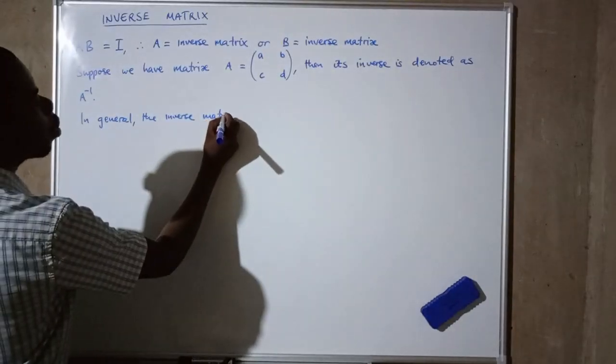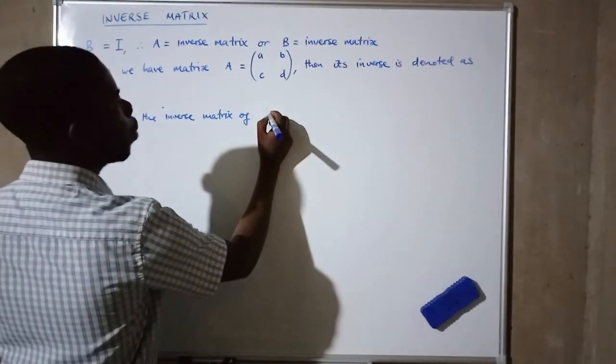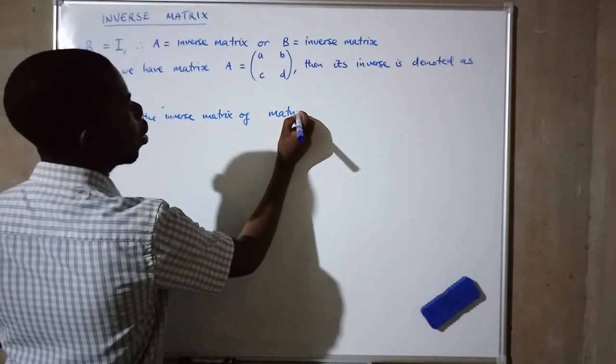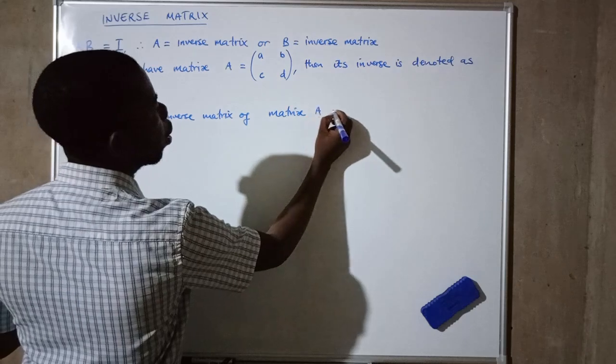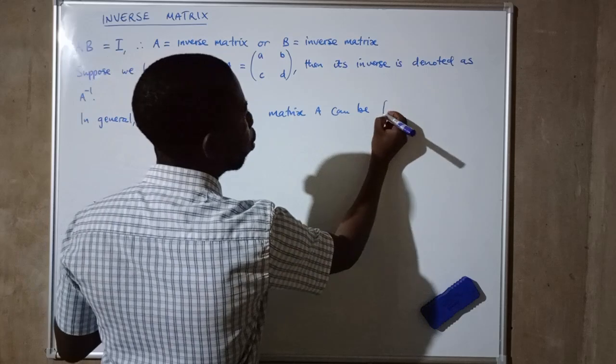Now, how do we find the inverse matrix? So we are saying in general, the inverse matrix of matrix A can be found as shown.